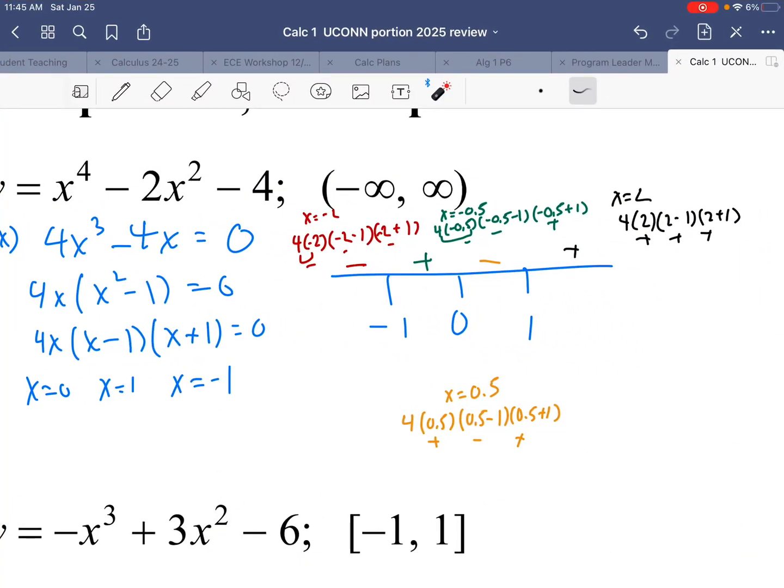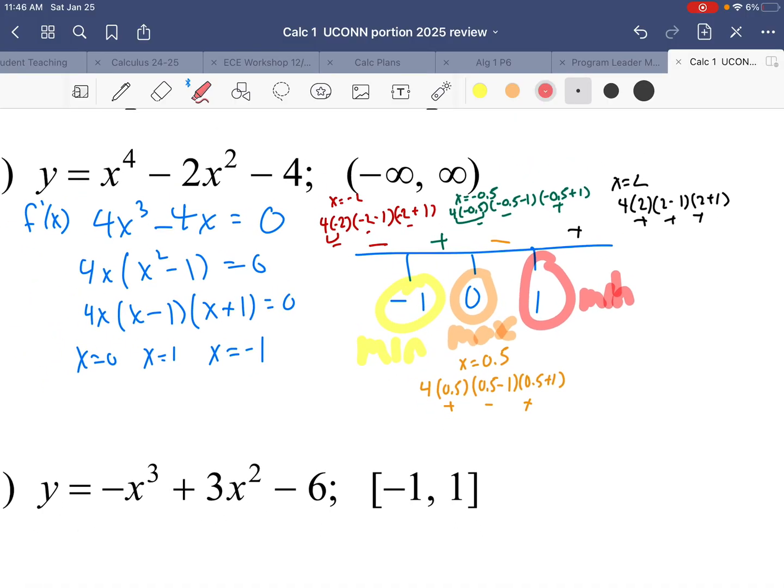So, if I go from decreasing to increasing, at -1, this would be a possible min. If I go from increasing to decreasing, this could be a max. And then if I go from decreasing to increasing again, this could be a possible min.